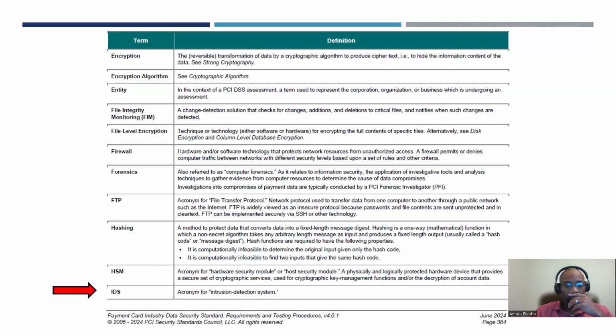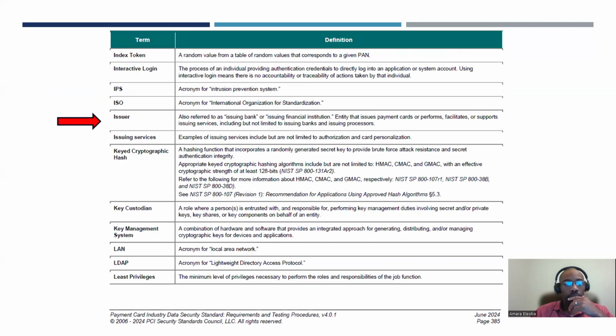IDS is network intrusion detection system. Issuer, very important. Now, an issuer is also known as an issuing bank. And what does an issuer perform? They issue the credit card or perform or support some sort of issuing services. So when you hear issuer, know that it's referring to the organization that issues you that credit card, right? Or can be performing, facilitating, or supporting that issuing services. We've talked about that already.